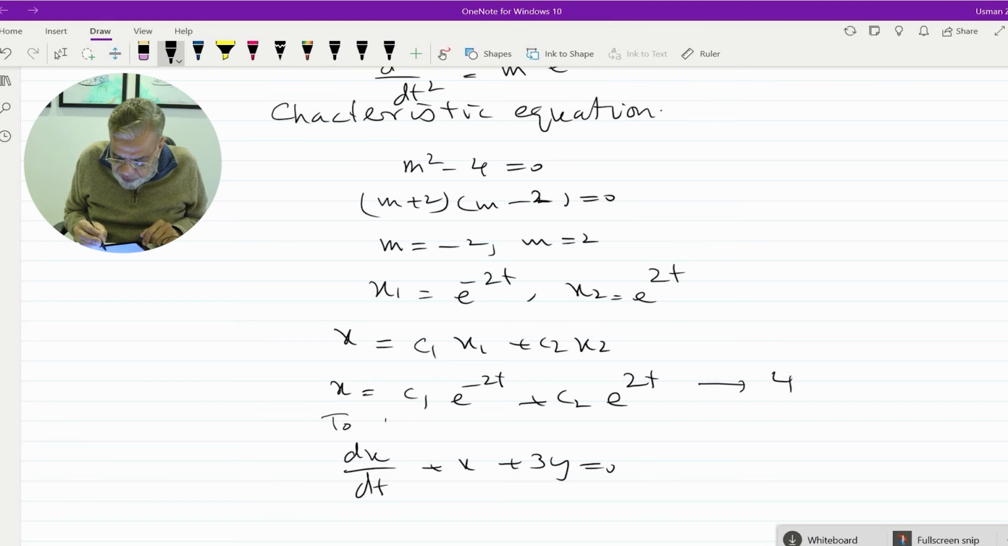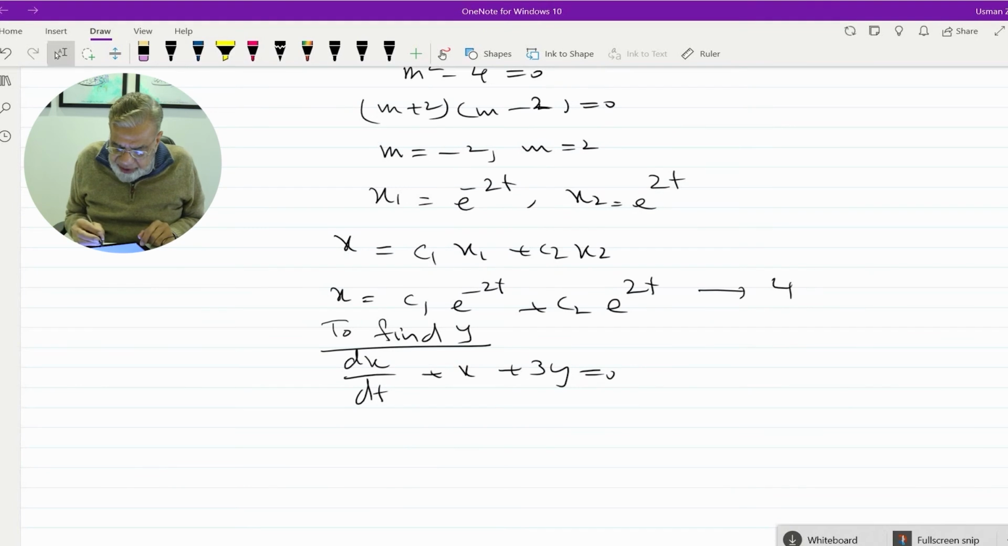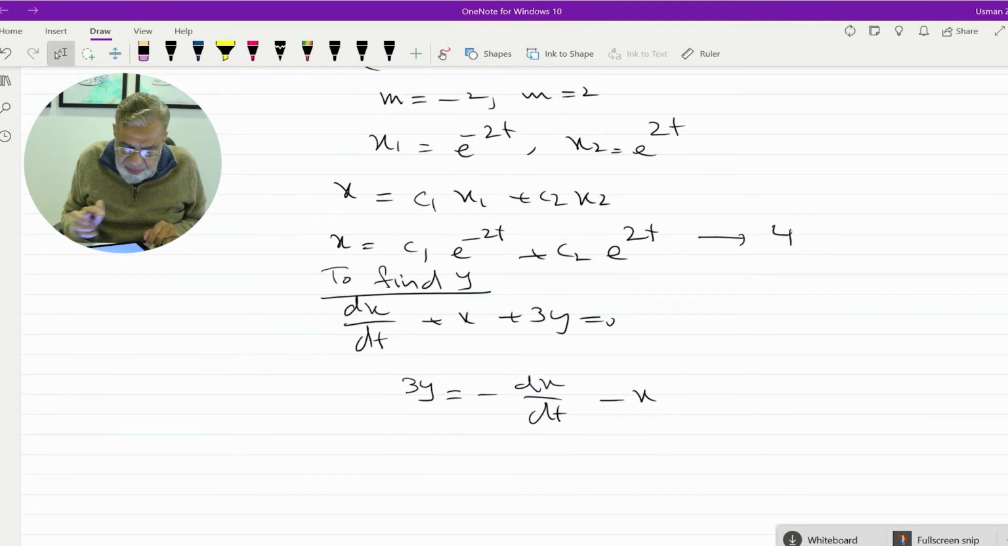To find y, we use this one. So we have the value of x. We substitute that one. We get here 3y is equal to minus dx by dt minus x. I will write here 3y. We take 3 on the other side, and we take minus 1 common. So we get y is equal to minus 1 by 3 into dx by dt plus x.